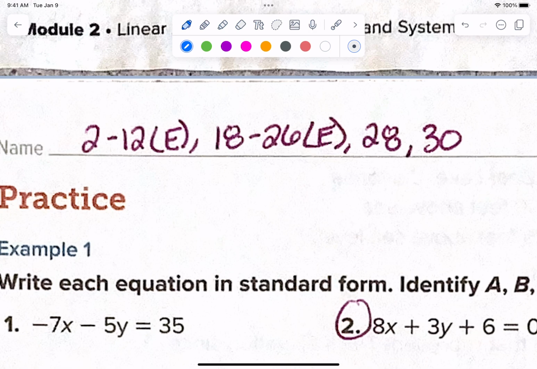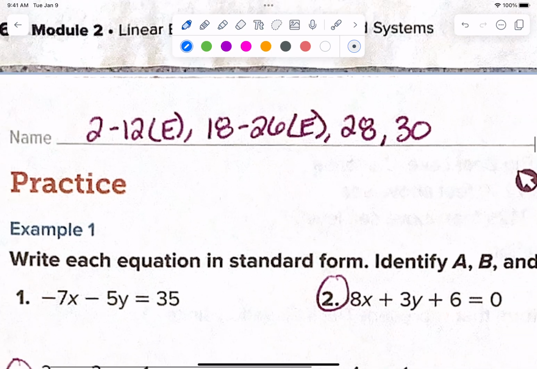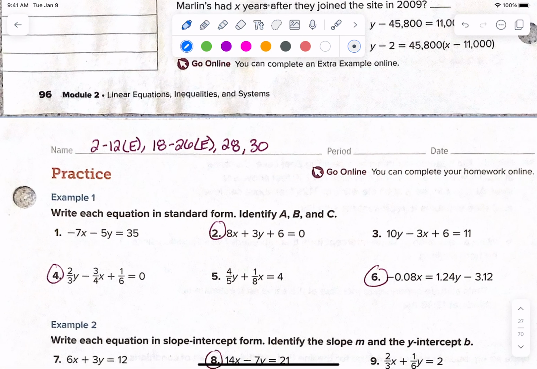Ooh, that was a short day today. Look at you guys. See, if you guys just know what's going on, you just fly right through. Why wouldn't you just put 18 to 30? That's true. Good job, Jace. Okay, 18 through 30, the evens. I'm just trying to see if you're paying attention. You weren't paying attention.